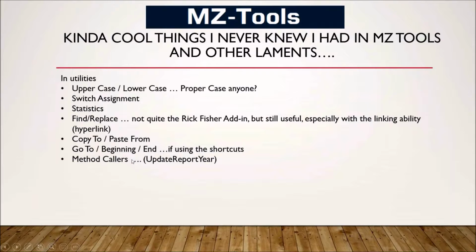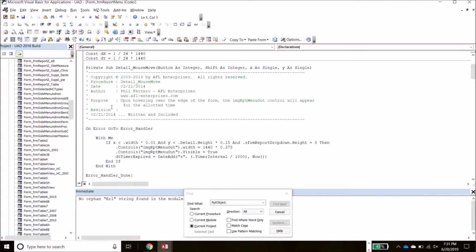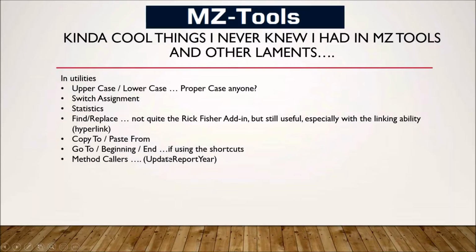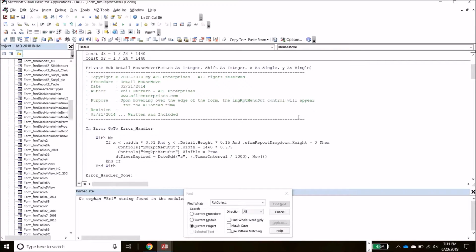Method callers. So if I have, and I think I use an example here, update report year. Oops, sorry. So let's go update.